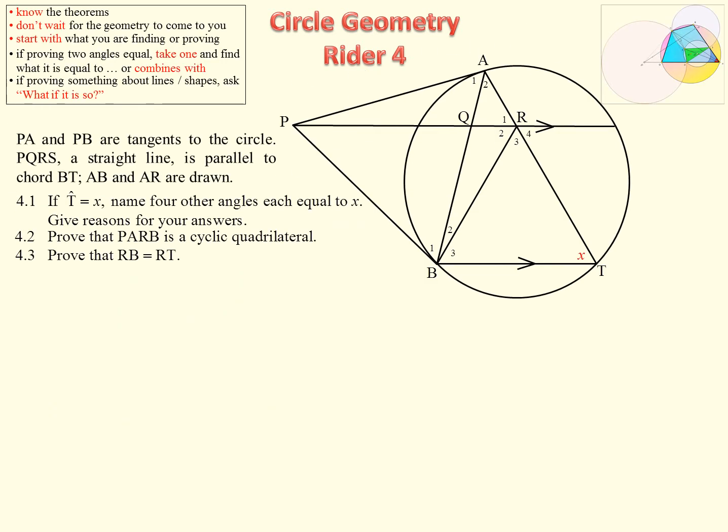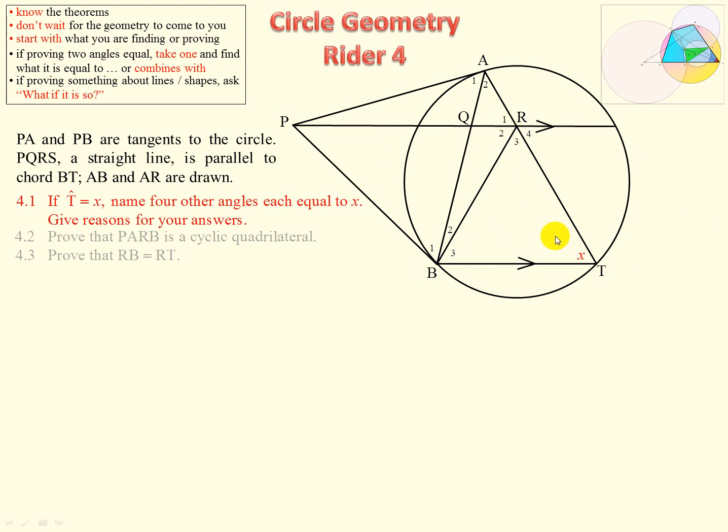So, rider number 4. We have tangents from a common point. Now, remind you of the theorem. It's not going to be used here, but tangents from a common point are equal. There we have PR parallel to BT, and we're given X there. First part, name 4 other angles equal to X.